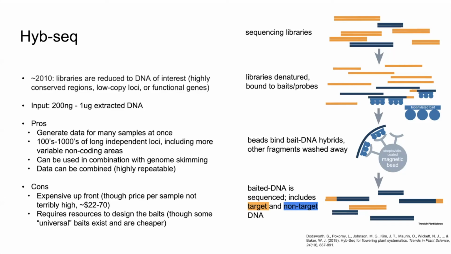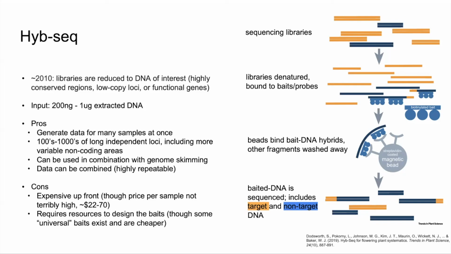And so the bait-bound DNA is sequenced and often includes the target regions and the adjacent non-target DNA regions. So this method allows us to generate lots of data for many samples at once for hundreds or thousands of long independent loci, including more variable non-coding regions. And that's the non-target DNA that I mentioned a little bit earlier. This method is often used in combination with genome skimming, and the data from this method can be combined with data from other studies for the same loci. So this is a highly repeatable method.